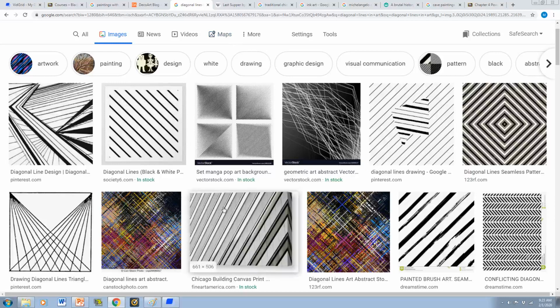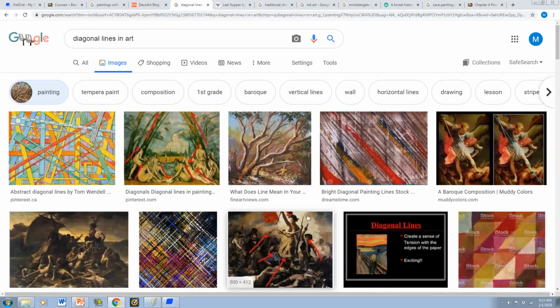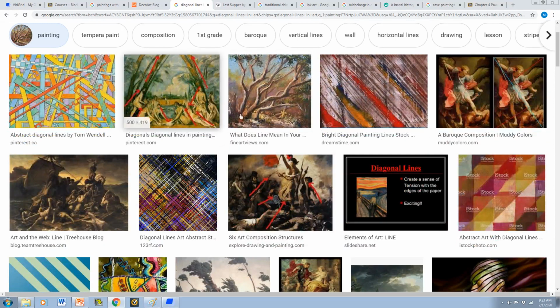But when you use diagonal lines, by the rules of composition there's generally a little bit more tension created. So you can use this strategically. When you look at actual paintings where there are more diagonals and it's not perfectly symmetrical, that tends to generate a little bit more tension according to the rules of composition.